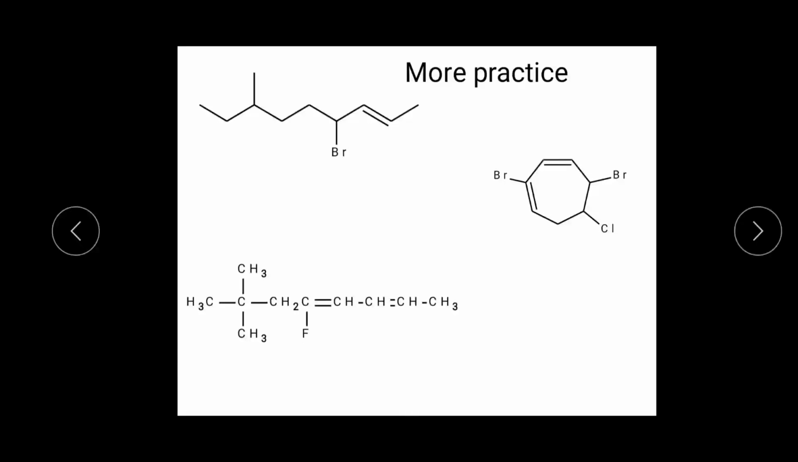A nonene. Now, let us determine the location of the substituents or the side chains. The Br is attached on the fourth carbon, and the methyl is on the seventh carbon. And the name of this structure is 4-bromo 7-methyl 2-nonene.